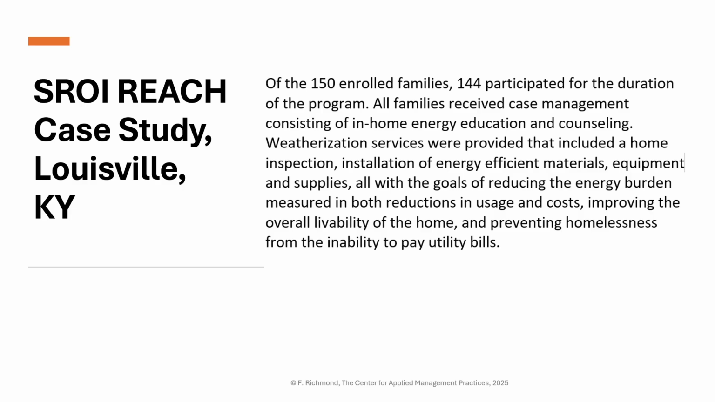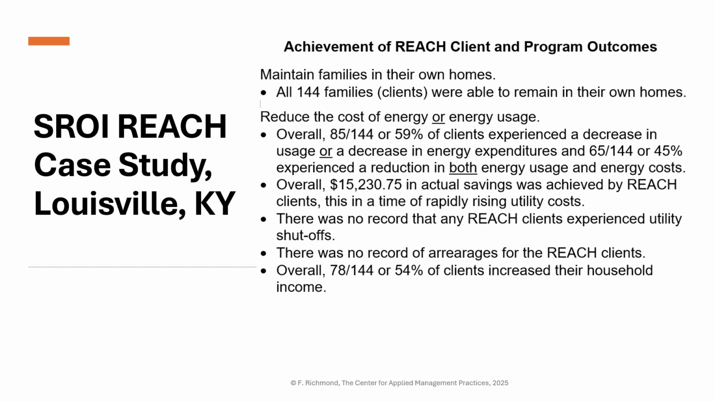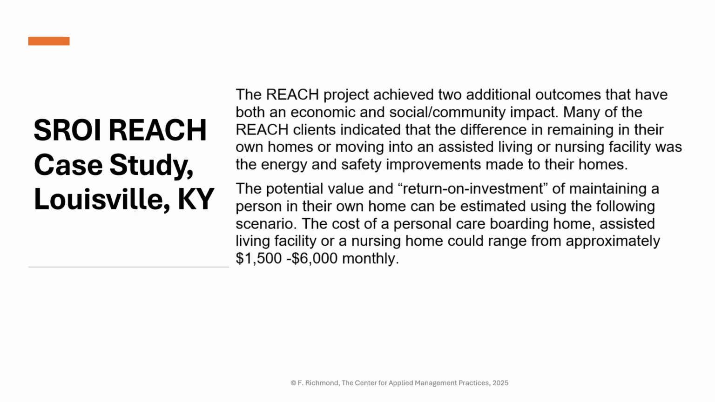These were the goals. All right, here's the actual data. So 144 families were able to remain in their own homes. That's a huge number. Okay, 59% decreased energy usage or expenditures, 45% reduced both. And by the way, if anyone wants a copy of this, send me your name. I'll send you the report. It's all there. You can have the whole report. Savings, $15,000 for each client. No one had a utility shut off, no record of arrearages. And here's the key, 54% increased their household income because they weren't spending it on other higher costs.